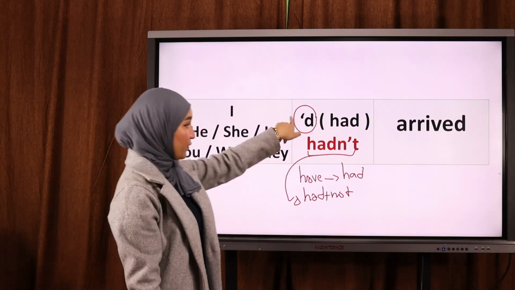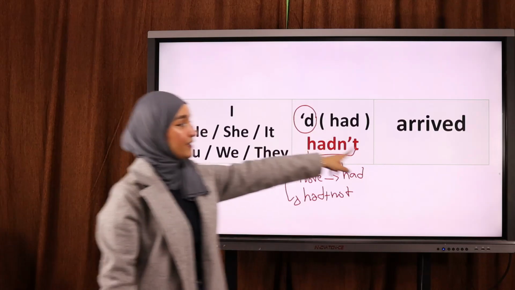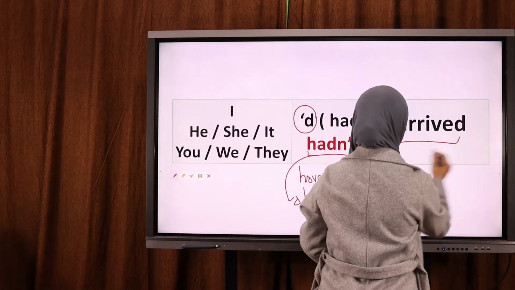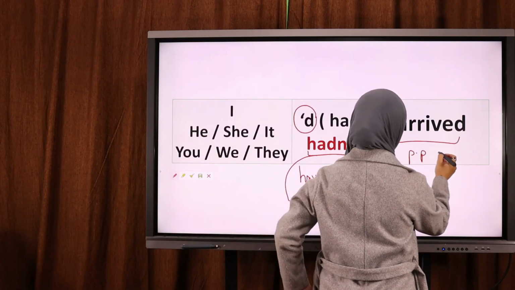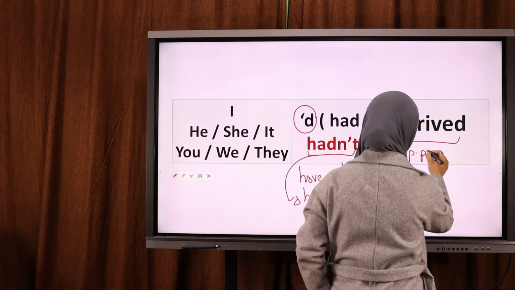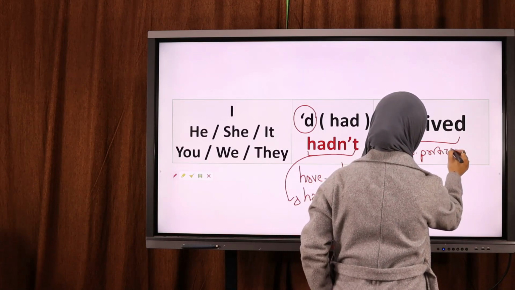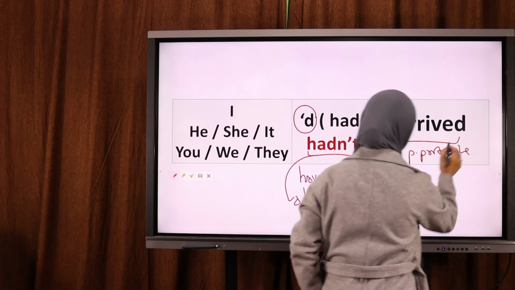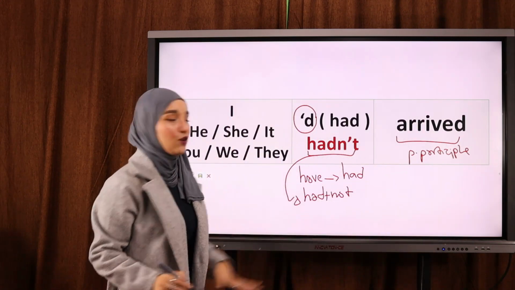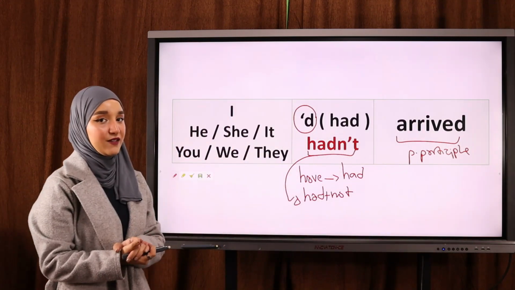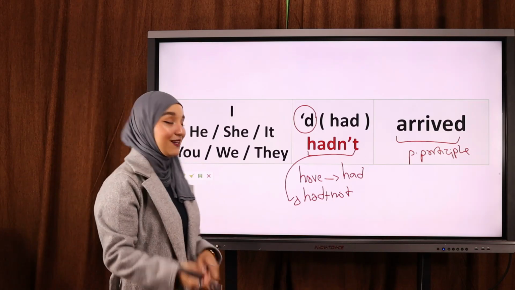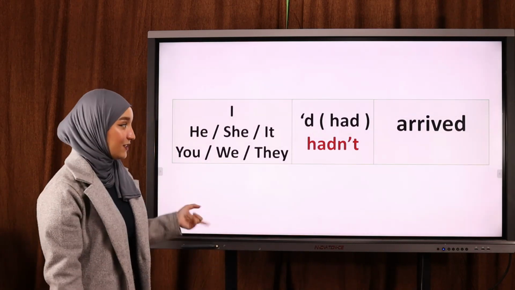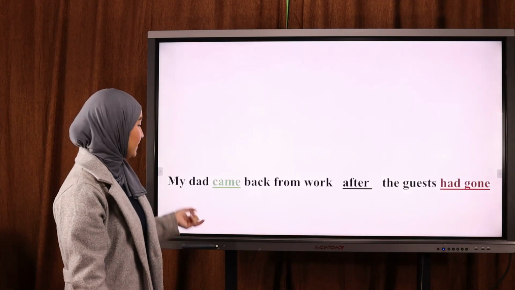So the rule is simple. Had or apostrophe D plus the verb, the past participle. This is not the past. Okay. Past participle of the verb. Okay. And this is how we form the past perfect. Capiche? I hope you guys understood.